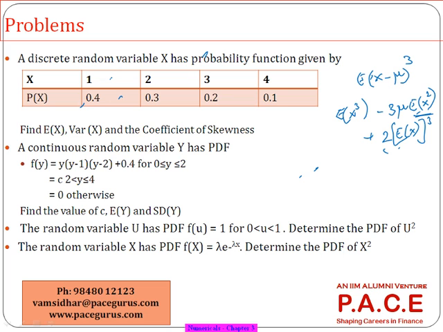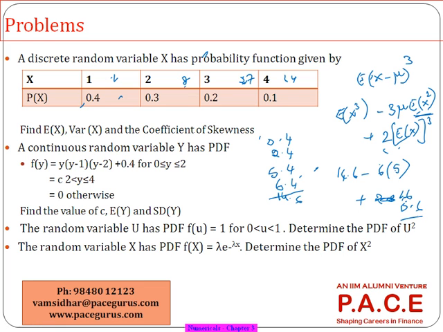Now expectation of x cube, if you want to find, you can very well do it as this is cube, which will come out to 1 into 0.4, 0.4 plus 8 into 0.3, 2.4 plus 27 into 0.2, 5.4 plus 64 into 0.1, 6.4. 7, 12, 14.6. So expectation of x cube is 14.6 minus 3 into expectation of x, which is 6, into expectation of x squared, which we have got as 5, plus 2 into expectation of x whole cube, 8. So this is 16. 14.6 plus 16, 30.6 minus 30. So we are saying that the skewness is 0.6.